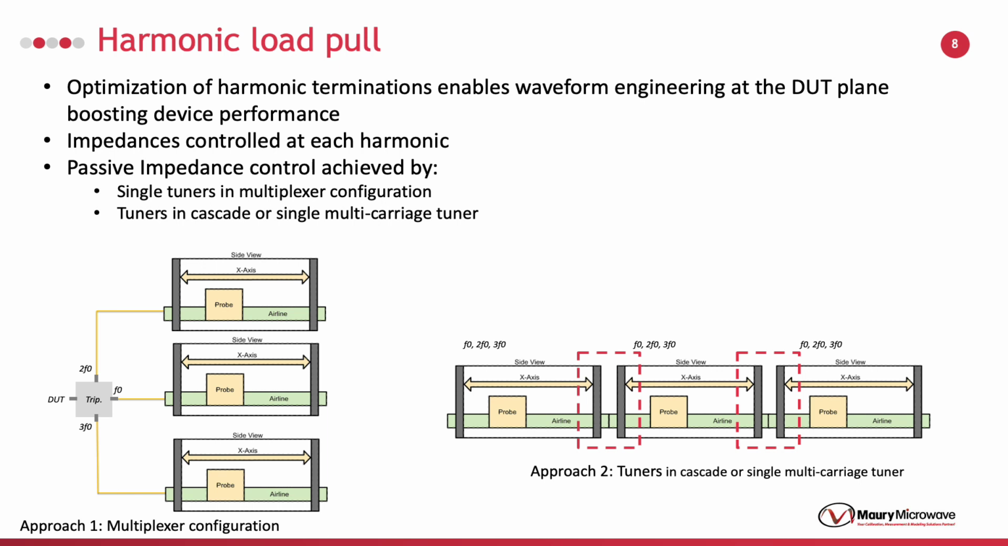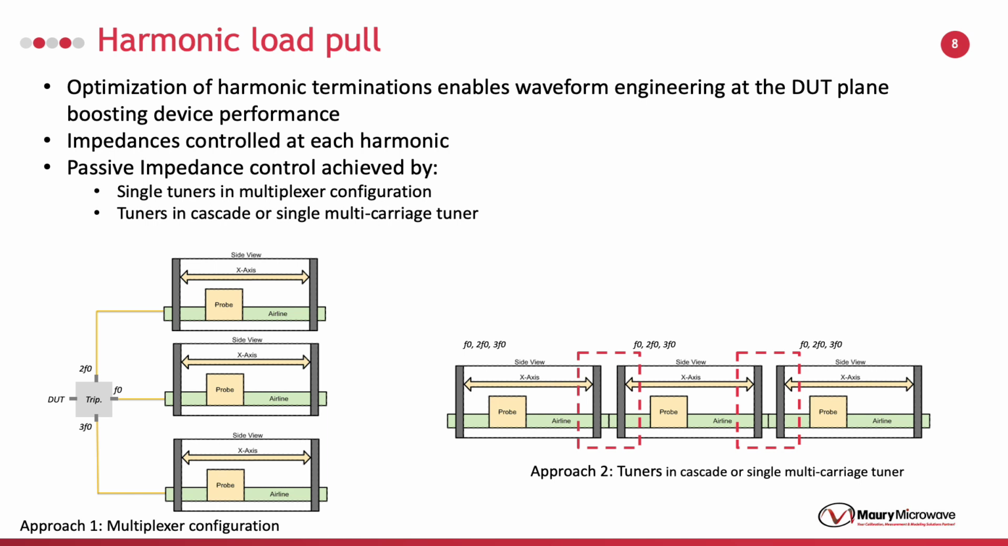There are two approaches to doing this using tuners. One method is using single tuners in a multiplexer mode. This means a triplexer will split and then merge the signal from the DUT to the tuning probe. Each tuner will control one harmonic. The advantage of this approach is the isolation between the impedances is as high as the isolation of the triplexer. The disadvantage is that it's not a user-friendly solution for wideband tuning, where multiple triplexers need to be used. Another issue is that the insertion loss of the triplexer will affect the tuning range.